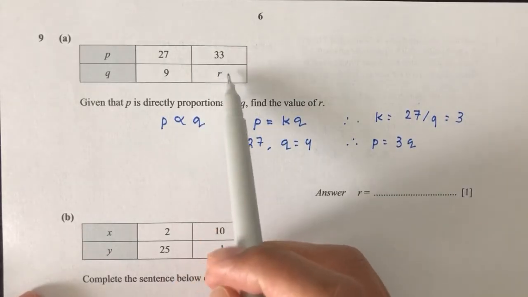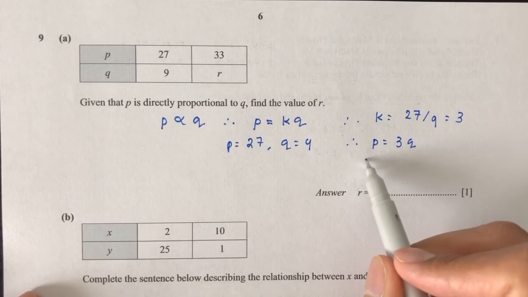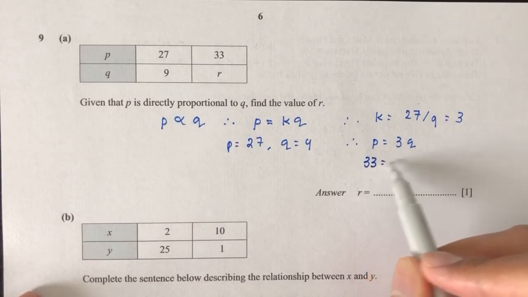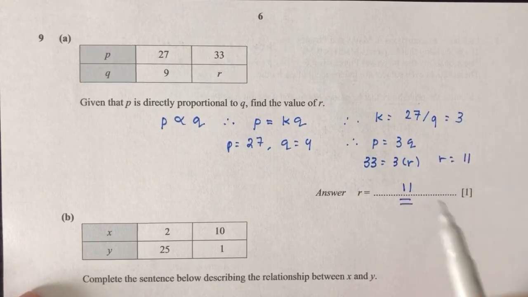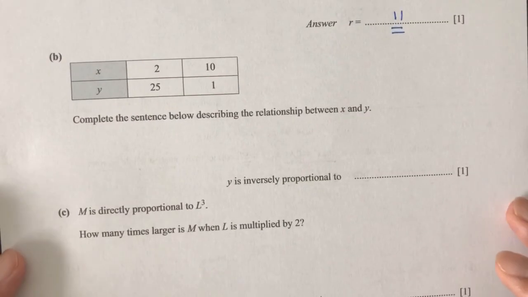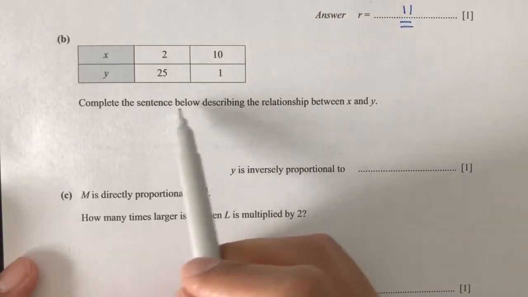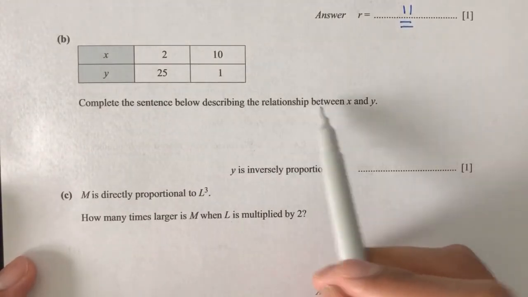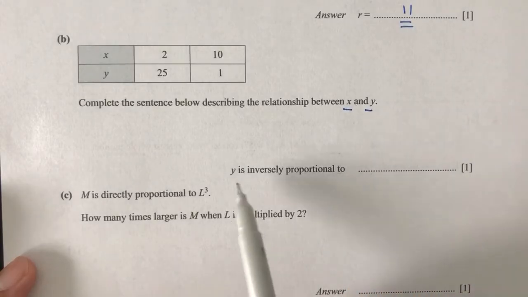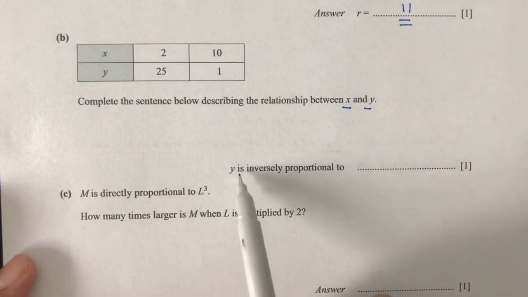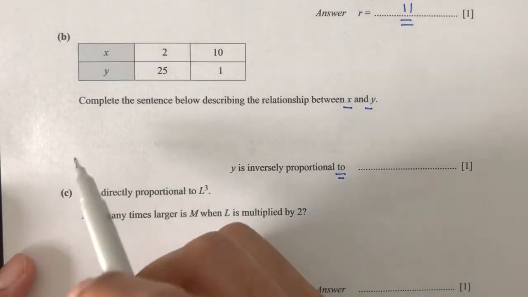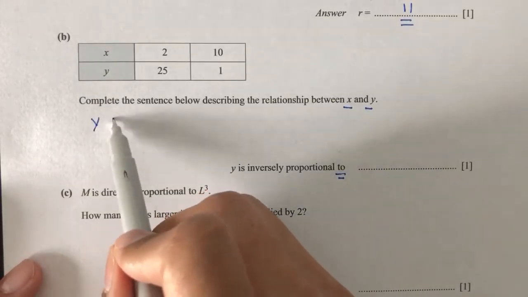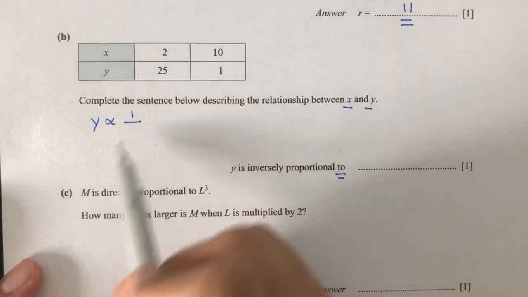So now we have to find the value of r when p equal to 33. So p is 33, r is here, so r will be 11. That's the value of r. So moving on to part B. Complete the sentence below describing the relationship between x and y. As you can see, it tells me that y is inversely proportional to what? So by observation, what can we have here? We have to observe y will be inversely proportional to what factor?